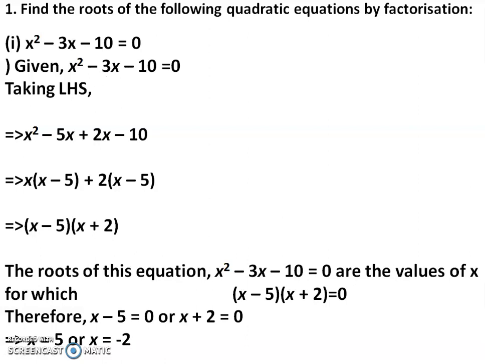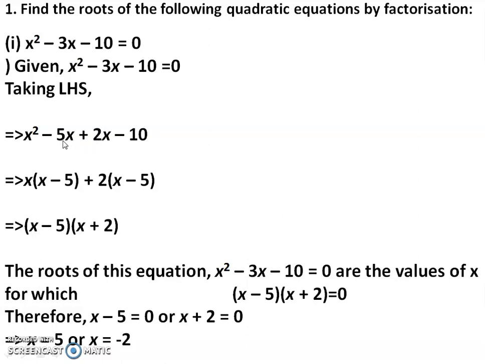Once again, this is the method how you split the middle term. If the coefficient of x square is 1, you will find two numbers in such a way that the product of the two numbers is negative 10 and their sum is negative 3. Which are the two numbers? When you multiply, you should get negative 10. That is negative 5 and positive 2.